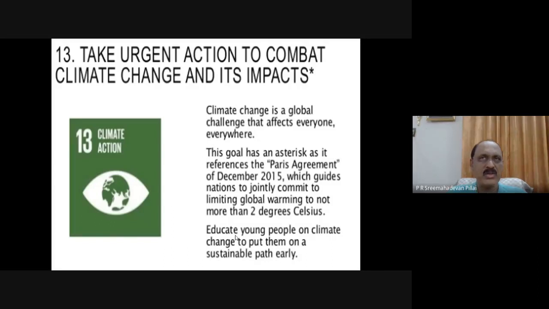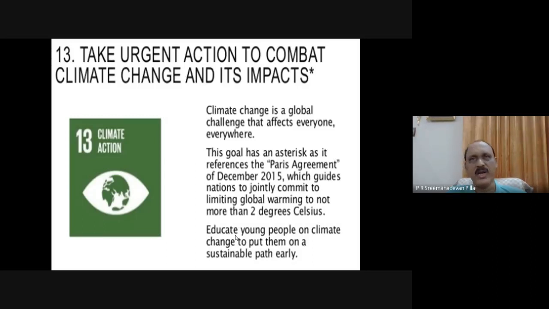Take urgent action to combat climate change and its impacts. Climate change is mostly caused by two aspects: global warming, which is caused by carbon dioxide and GHG emissions, and second, the reduction in the forest area, the plant growth. If these two can be controlled by human beings, excess effort is now being put in by all the countries to control the carbon dioxide emission. That is why the carbon trade and such things have started. And also to reduce the cutting of woods, and to reinstate or reforest.